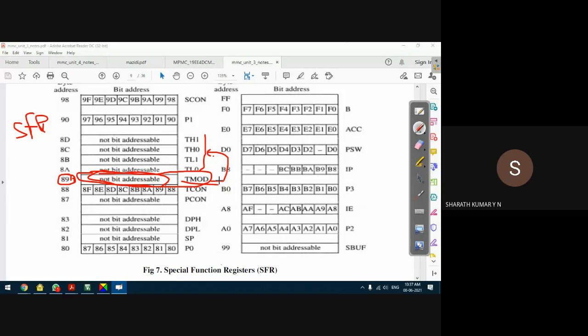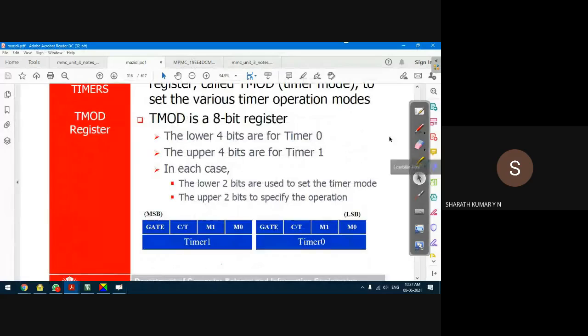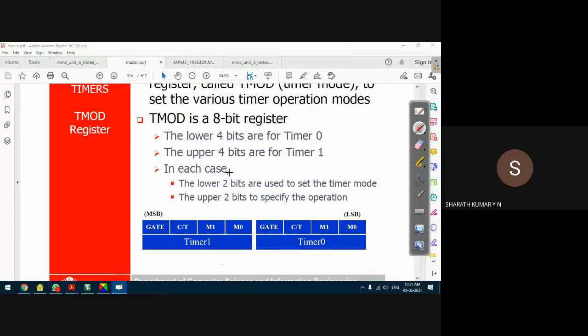It helps in selecting various modes of operation of a timer. Somebody should be there to control, with flexibility to select various modes of operation of a timer. So let us look into the TMOD register first.